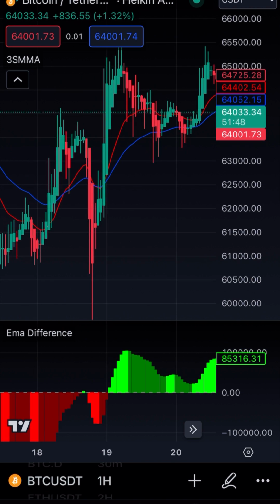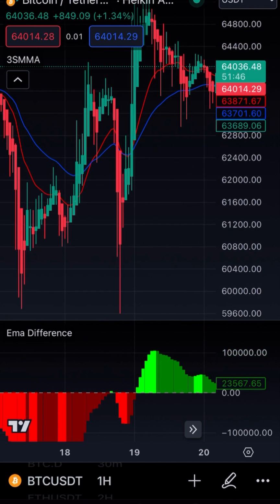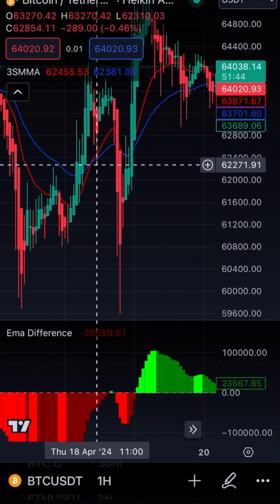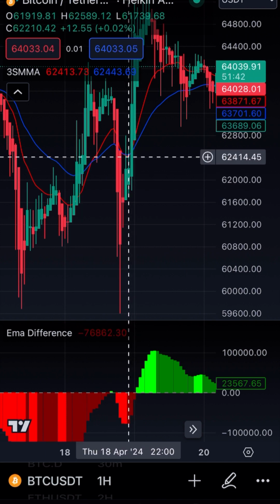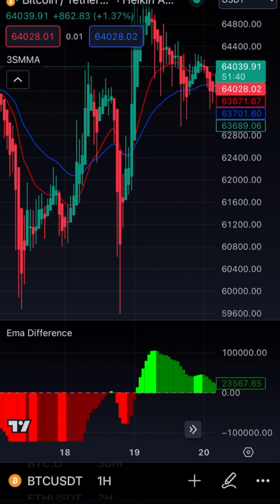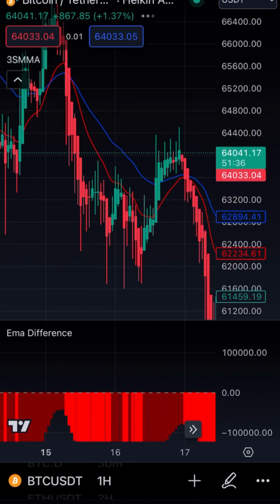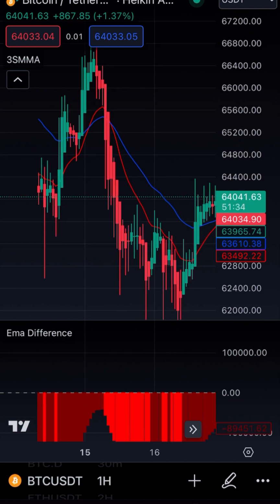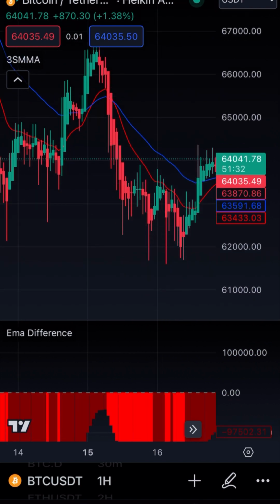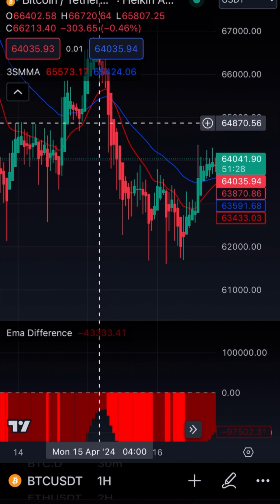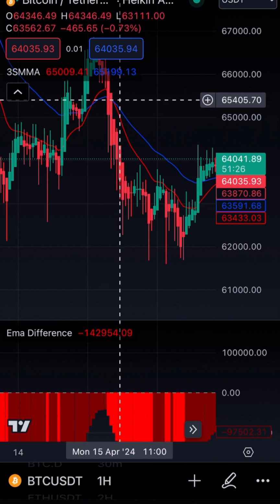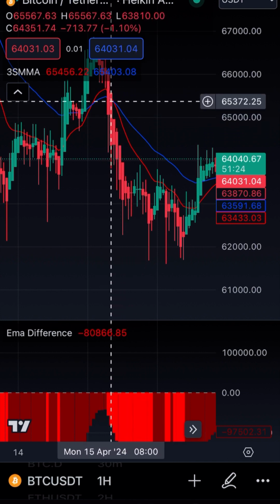So for this to work, what we want to look for is a cross, and then it also has to cross pretty close to what the EMA difference is saying. So let me just base it off of that. Now this will not catch, there will be times when it's those little ups and downs, but we'll get to that.